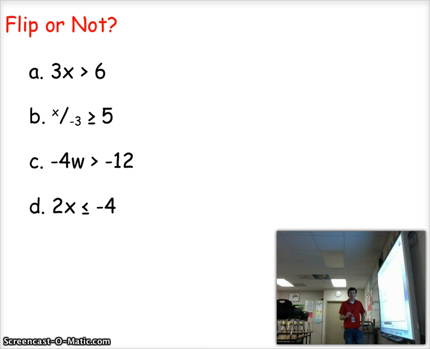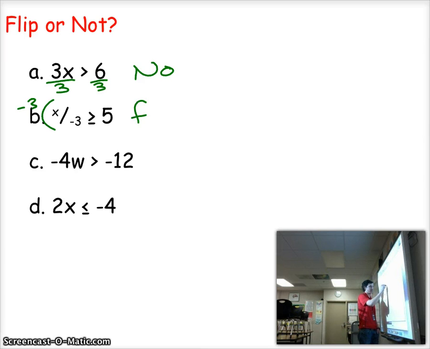So here's our quick question. Here's the nuts and bolts of this section. Do we flip our sign or not when we solve? So for the first one, A, we're going to divide by a positive 3. Do we flip? No. In part B, we have x divided by a negative 3, so we have to multiply everything by negative 3. Do we flip? Yes. Because we're multiplying by negative, or dividing by negative, we've got to flip. So this is a flip. C, we have this negative 4 we divide by, so this is a flip as well.